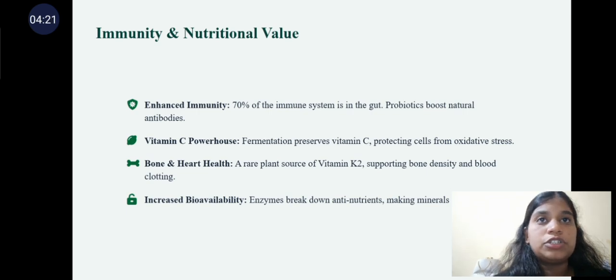Immunity and nutritional value. Sauerkraut is also nutritionally beneficial. It supports the immune system because a large part of our immune function is connected to gut health. Fermentation helps preserve vitamin C, which acts as an antioxidant.